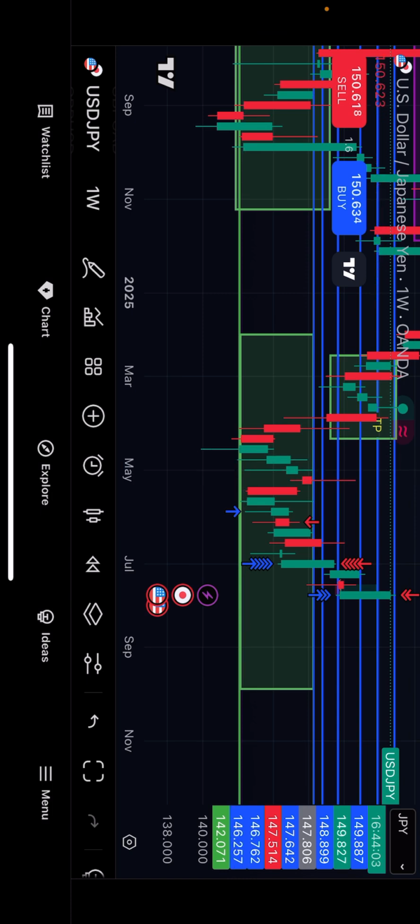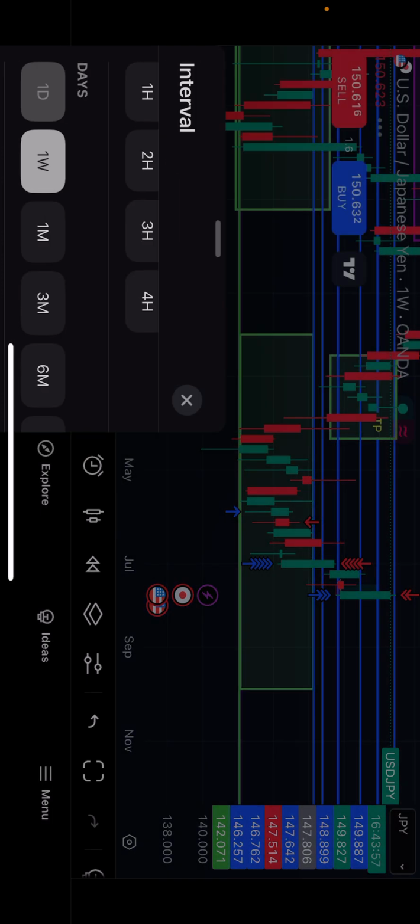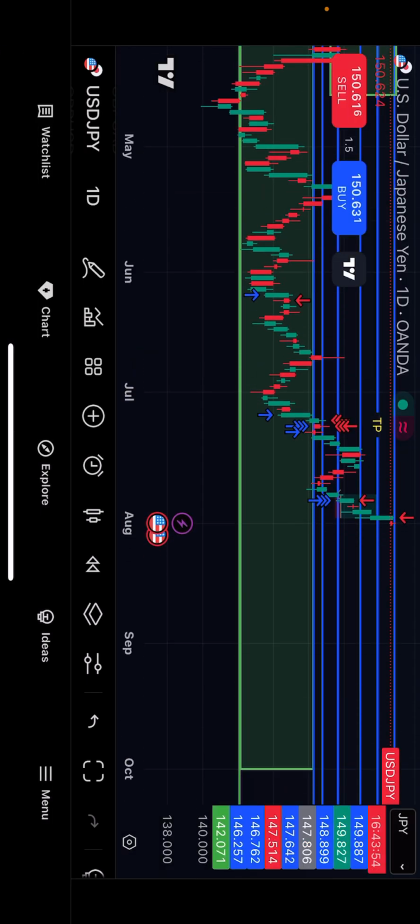So to be honest, y'all can make a lot of money simply just using support and resistance. If you just follow support and resistance, then you'll really just follow the trades, follow the trend.